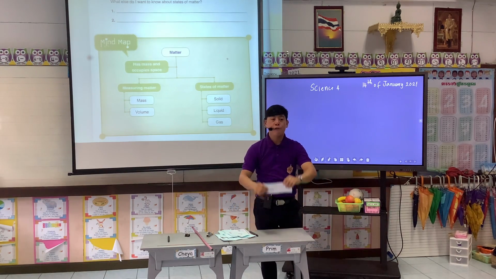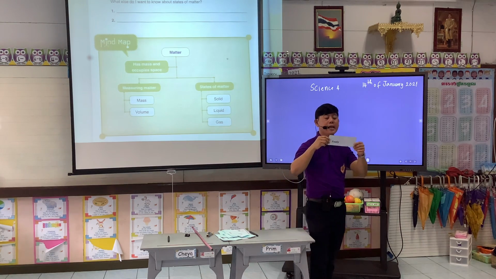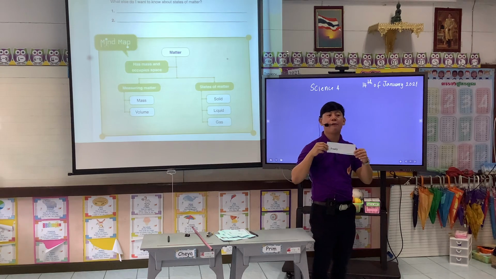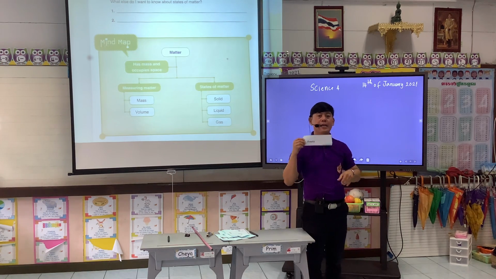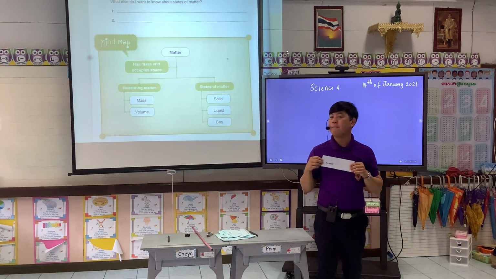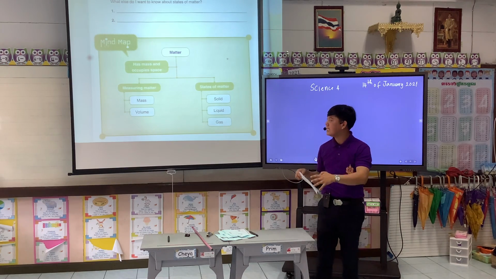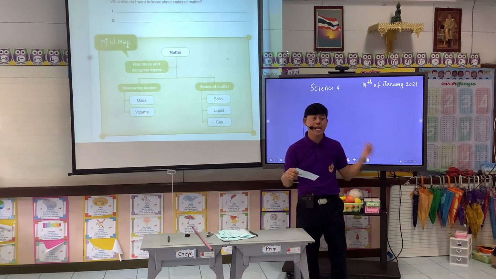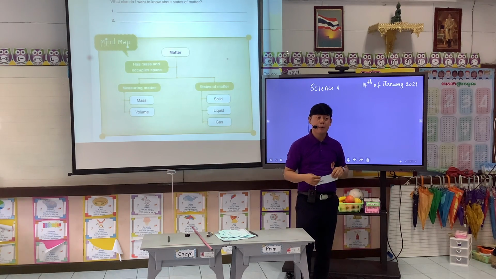Okay, next, freely. Freely means something can move in all directions. Examples are gases. Gases can move in any direction. Okay, these are the new words we took up last time. I hope you can still remember.